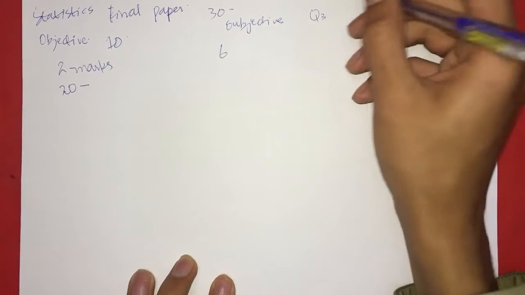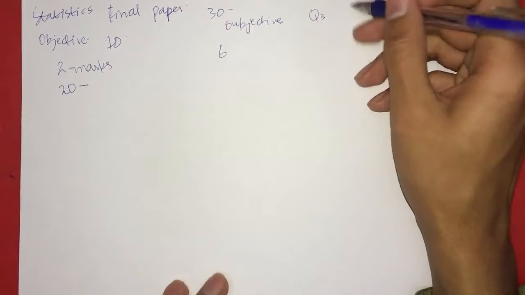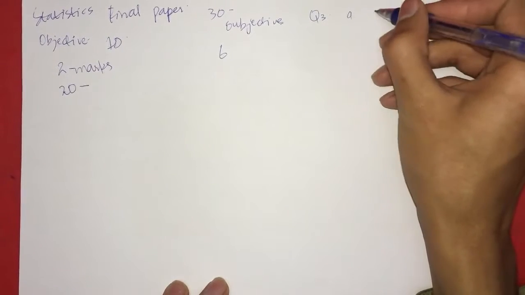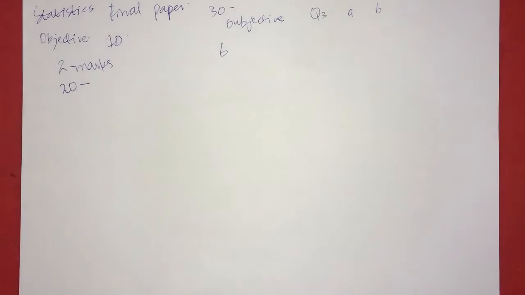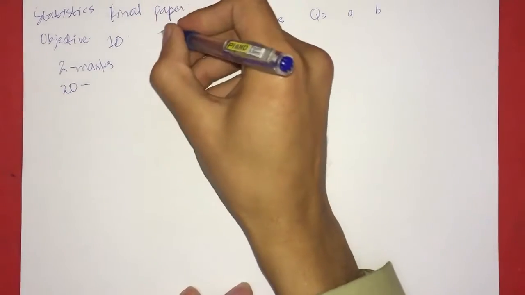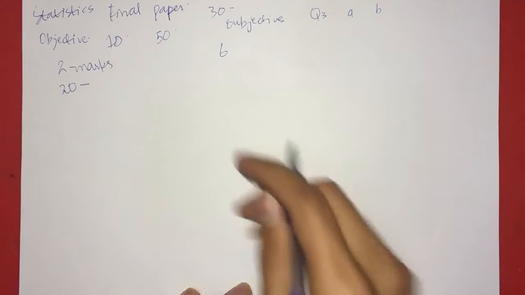We had a total of 3 questions, and we had two subparts of those three questions, A and B. So if we count each part as one, we are left with a total of 6 questions, and that completes our 30 marks, and 30 plus 20 equals 50. So our first question in the subjective.